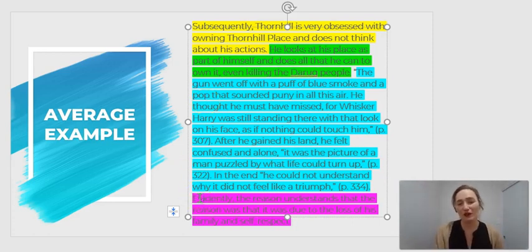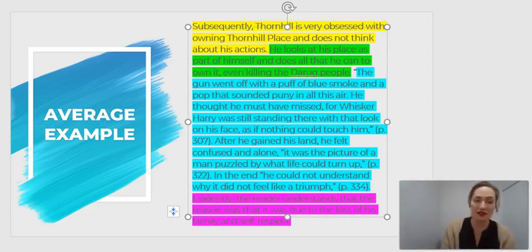So here we have one of the only cohesive devices: in the end. Evidently, the reader understands that the reason was that it was due to the loss of his family and self-respect. So in the end, he did not feel like a triumph. The reader understands that the reason was that it was due to the loss of his family and self-respect. So the link is trying to analyse the quote, which isn't exactly ideal. You're wanting to tie the whole thing up, not just add to what you've said previously. So there is my beautifully average example.